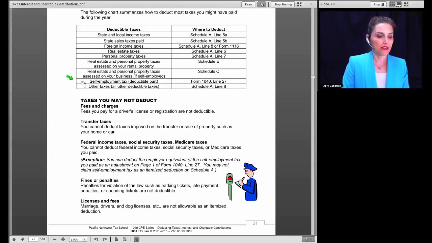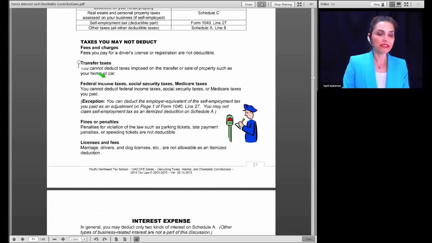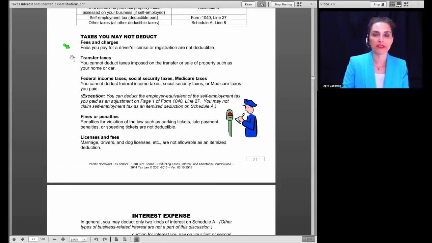Self-employment tax, the deductible part of it, is deductible on Form 1040, line 27 as an adjustment to income. And all other taxes that are deductible that we haven't covered anywhere else, those are claimed on Schedule A, line 8. But let's take a look at some types of apparent taxes that you're not allowed to deduct. And these include fees and charges. For example, fees you pay for a driver's license or registration are not deductible.